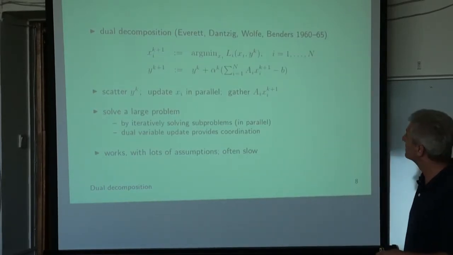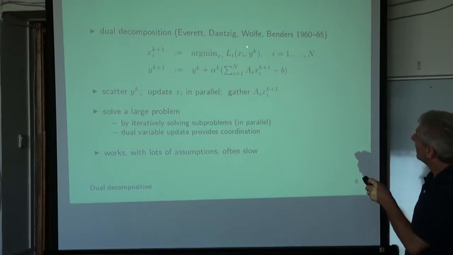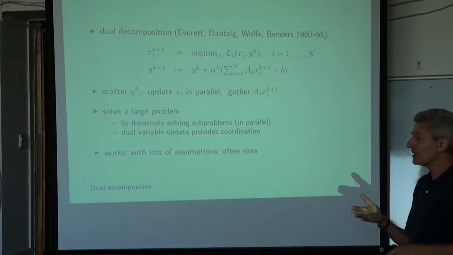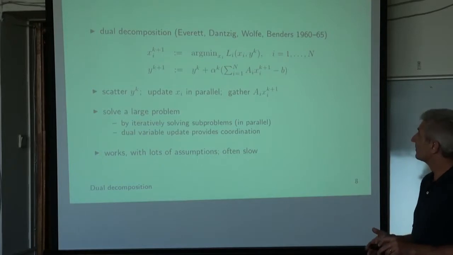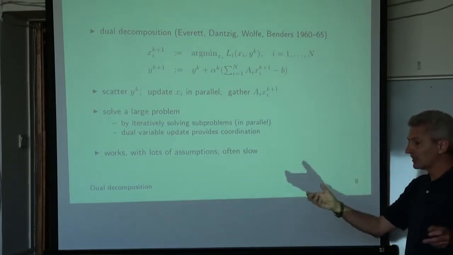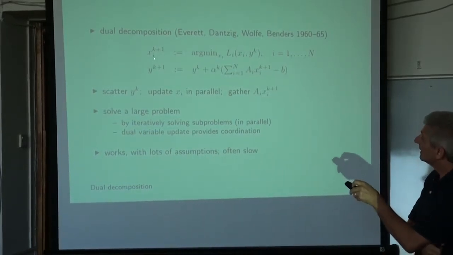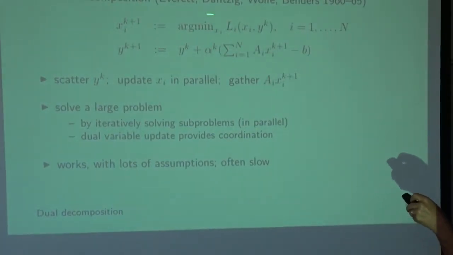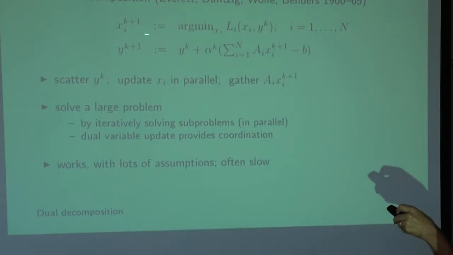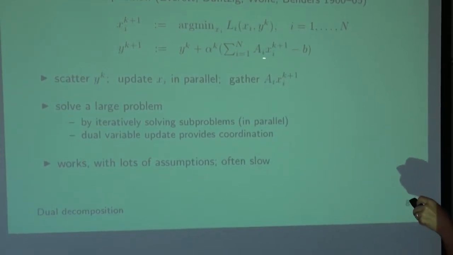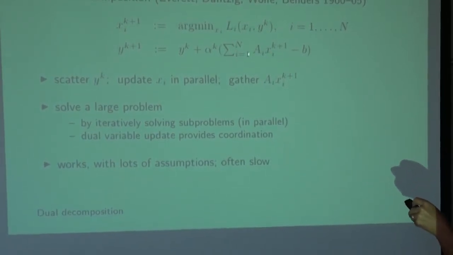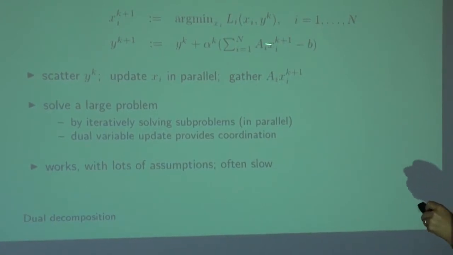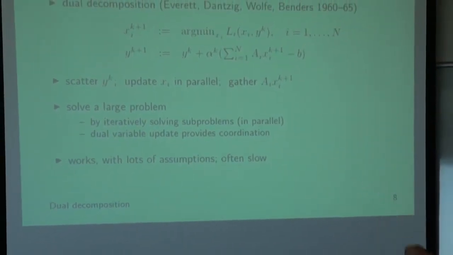The idea is the following. You have a common dual vector or price vector. You scatter it to all of the little entities, and then they minimize completely separately, independently and in parallel. Then you collect all of these partial responses, sum them to get the residual, and this tells you how to update the dual vector. So this is classic.